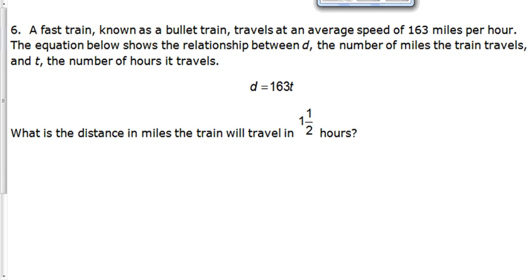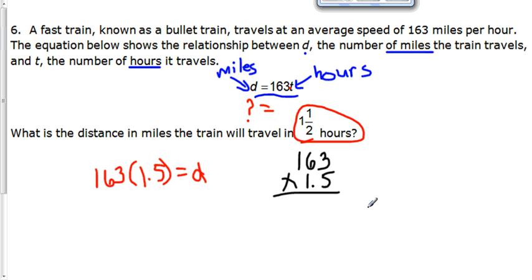Again, guys, this is a little bit easier because the equation has already been given for us. But it doesn't mean anything if we don't understand the variables, what the letters stand for. So let's label. Our D stands for our number of miles. And our T is going to stand for the number of hours.